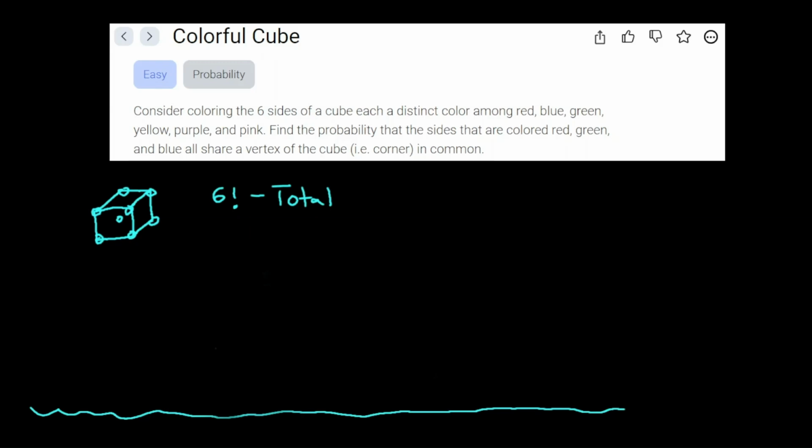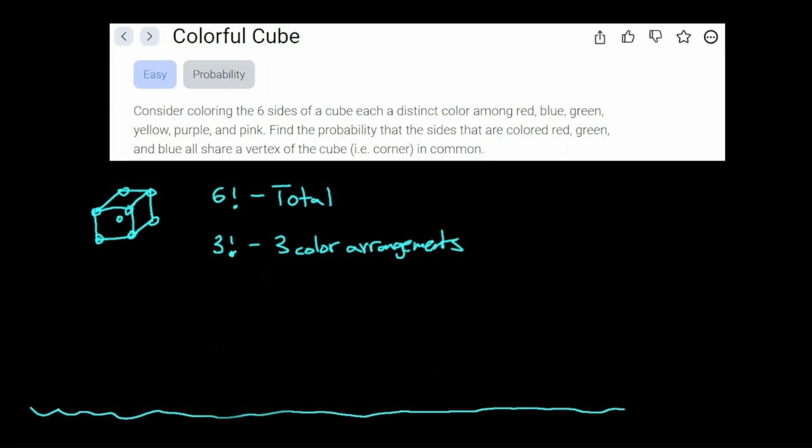When these colors do share a corner, they can arrange themselves in any order that they would like. So when we pick red, green, and blue to share a corner, there are 3 factorial ways, since there's 3 colors, to arrange themselves. So 3 color arrangements. In the same respect, with the 3 colors that are left, yellow, purple, and pink, they have to use the sides that are not being used. And there are 3 factorial ways for those to also be arranged.